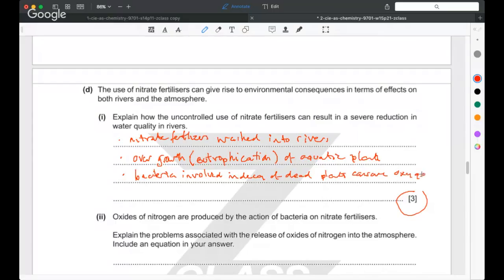You have to excuse my writing, I'm talking so you know what I mean. And because all these bacteria that are involved in the decay of these dead plants are consuming oxygen, that means there's a lot less dissolved oxygen in the water. And the technical word for that is hypoxic or hypoxia. So hypoxic conditions, insufficient dissolved oxygen.